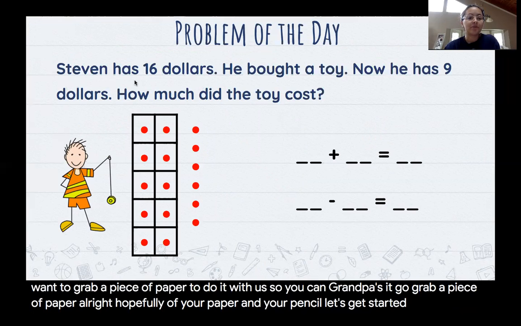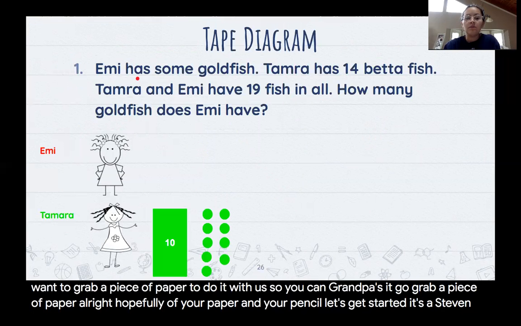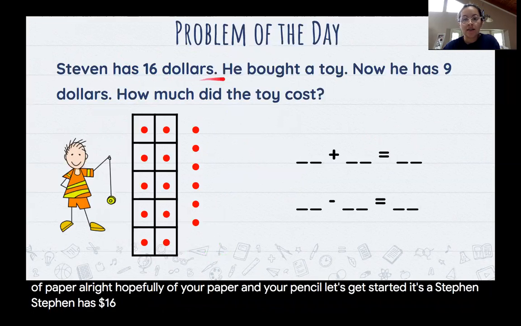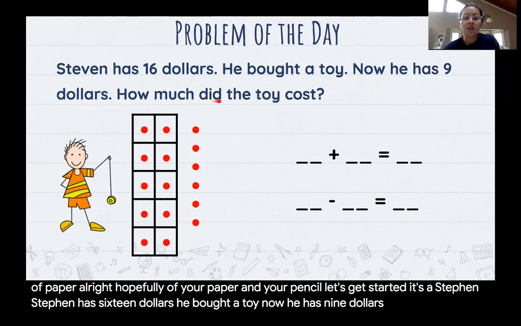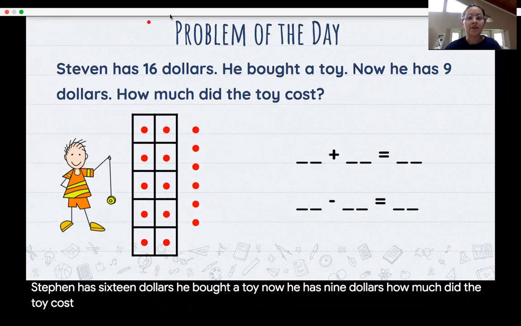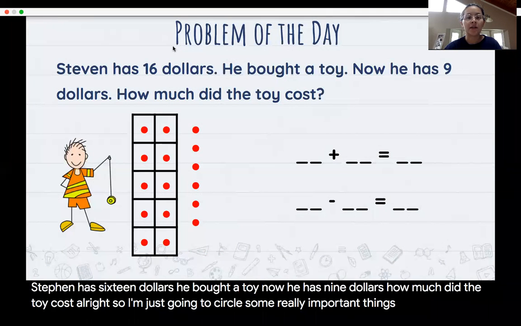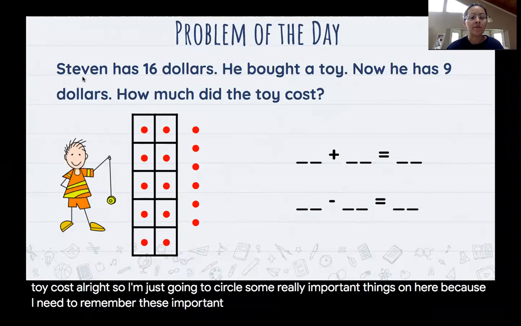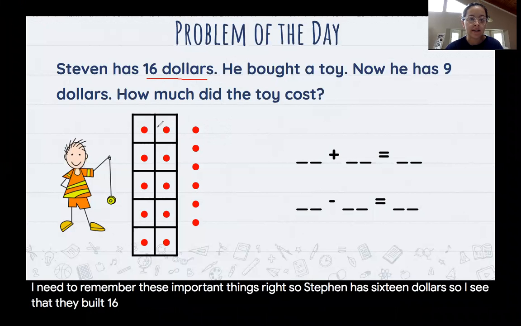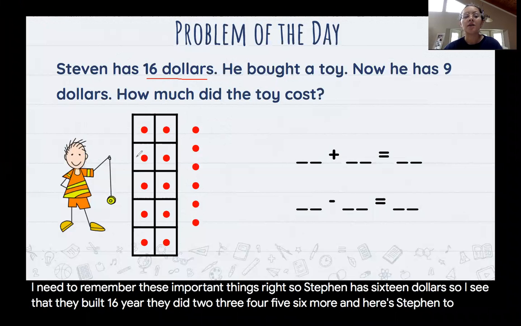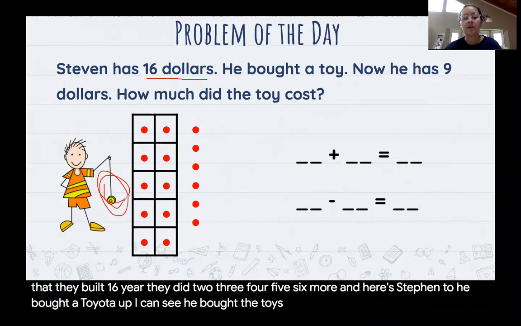Let's get started. It says Stephen has $16. He bought a toy. Now he has $9. How much did the toy cost? All right, so I'm just going to circle some really important things on here because I need to remember these important things, right? So Stephen has $16. So I see that they drew 16 here. They did a group of 10. And 1, 2, 3, 4, 5, 6 more. And here's Stephen too. He bought a toy. Oh, I can see he bought the toy. It looks like it's right there. Now he has $9.